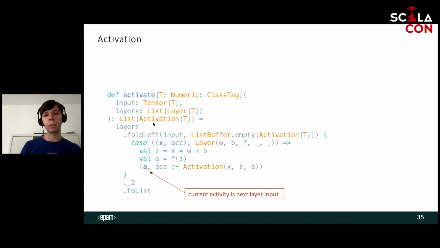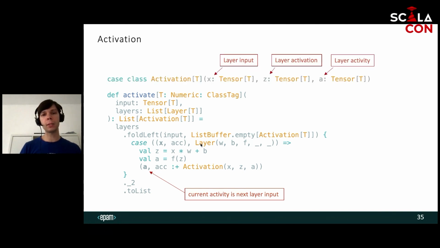Also, you notice this pattern that the current activation is the next layer's input. Once we get this A output of one of the layers, we feed it and use it as X on the next layer. So this A becomes the next X as the folding left progresses from one iteration to the next. So that's kind of recursive.